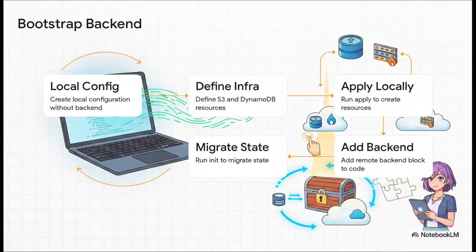Step 3. Run your apply command locally so those resources actually get created up in the cloud and get recorded in your local state. Step 4, now you add the remote backend block to your code, pointing it at those newly created resources. And finally, step 5, run the terraform init command. The system is super smart. It'll recognize that new backend and automatically ask if you want to migrate your local state up into the secure remote bucket. Once you get the hang of it, it's an incredibly satisfying workflow.